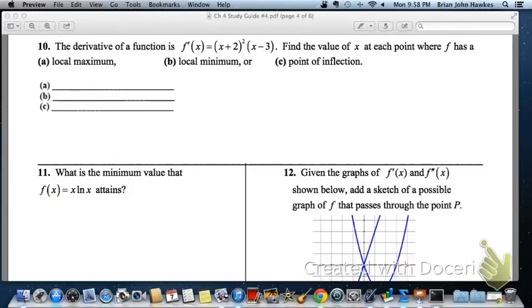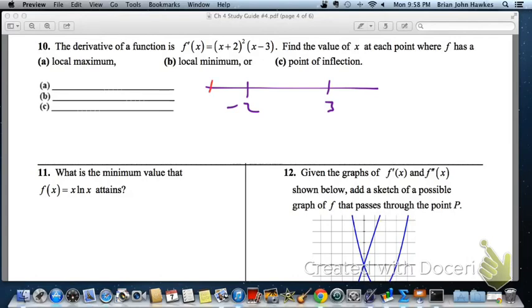Problem number 10. We're already given the factored form of f prime, so we can quickly use our first derivative test to figure out where we might have any maxes and mins. So we can see that f prime is a polynomial, so therefore f of x is a polynomial as well.